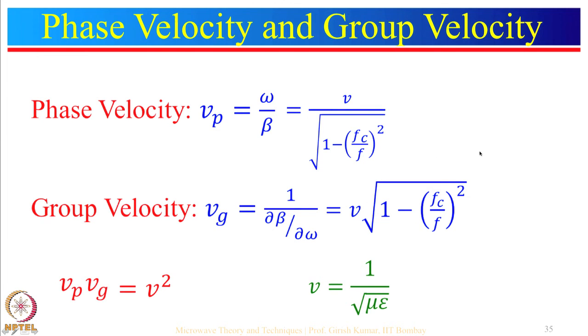So as we have seen earlier for the parallel plane waveguide, the phase velocity decreases from infinity to the speed of light as frequency changes from cutoff frequency to infinity, whereas the group velocity increases from 0 to the speed of light as frequency changes from cutoff frequency to infinity. But the product of these two is always a constant, which is equal to v square or c square for the air filled waveguide. This is all about the phase velocity and group velocity.